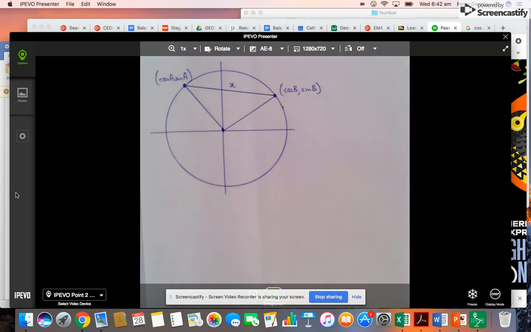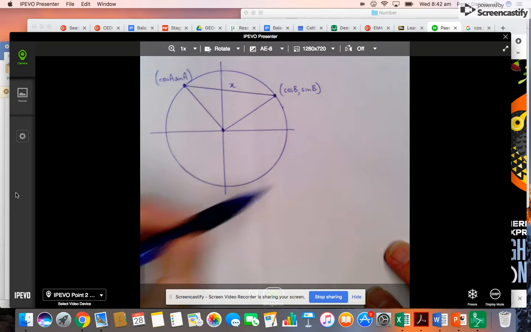Okay, let's look at the double angles, and we're going to prove that cos of A plus B equals cos A cos B minus cos A sine B. So let's have a look at the way this is done, and we're going to look at it in two ways. This again is the unit circle.